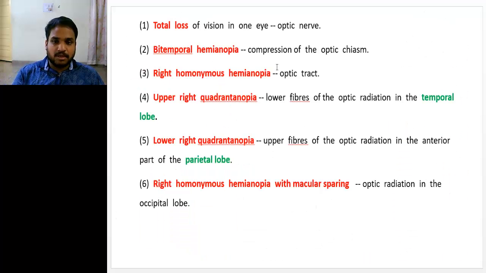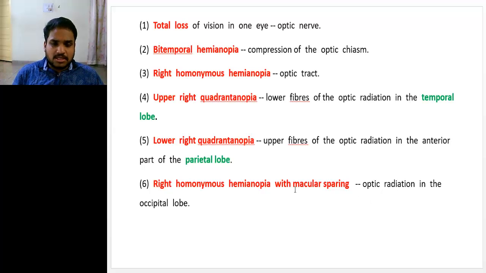So these are the same thing, right? Right homonymous hemianopia, that is due to optic tract lesion. Upper right quadrant anopia, that is due to lower fibers of the optic radiation in the temporal lobe. Lower right quadrant anopia, that is due to upper fibers of the optic radiation in the anterior part of the parietal lobe. And right homonymous hemianopia with macular sparing, that is when the optic radiation in the occipital lobe or the cortex is affected, right?